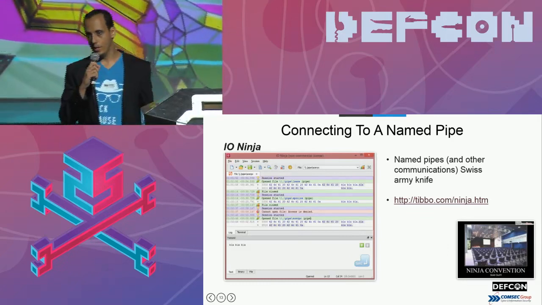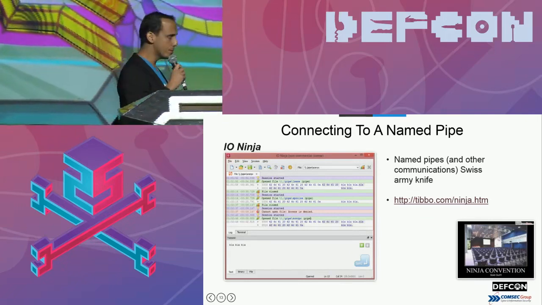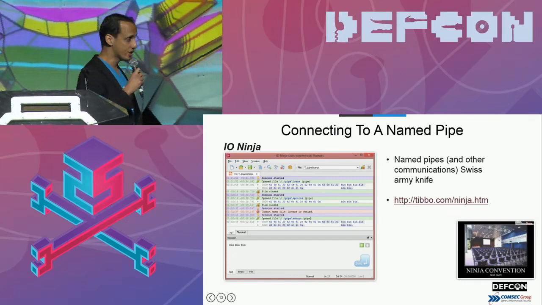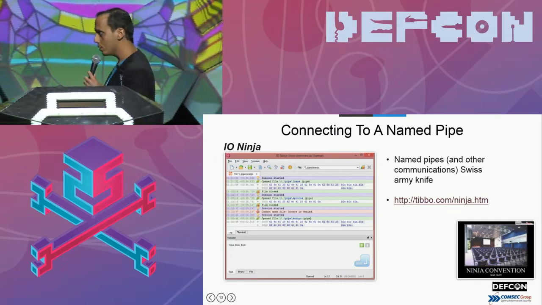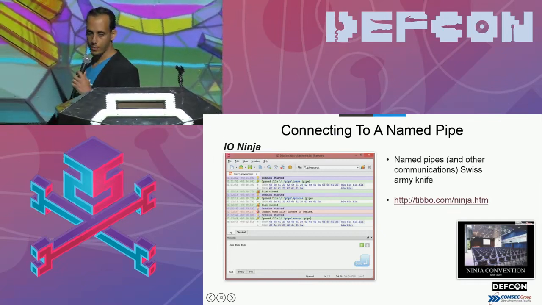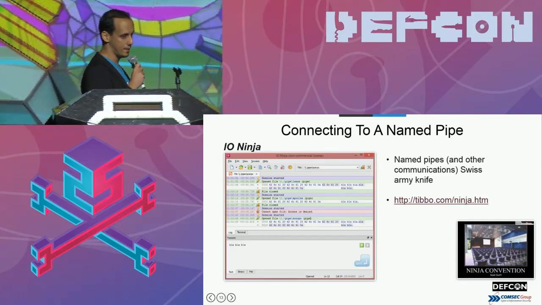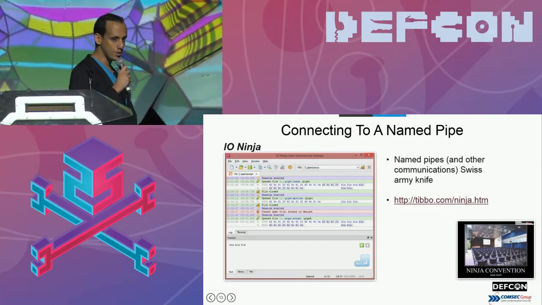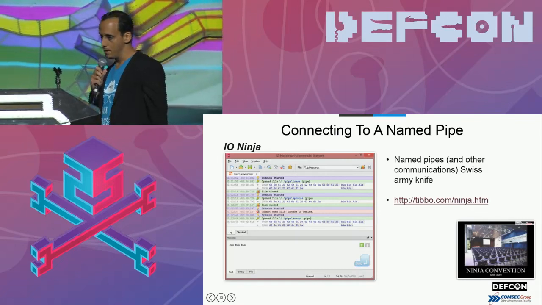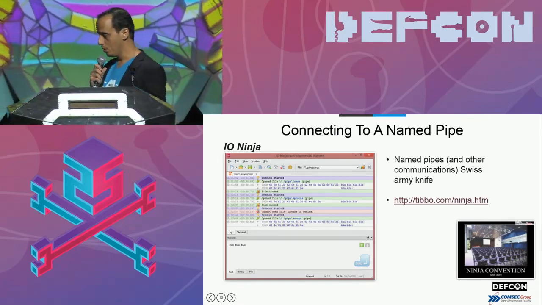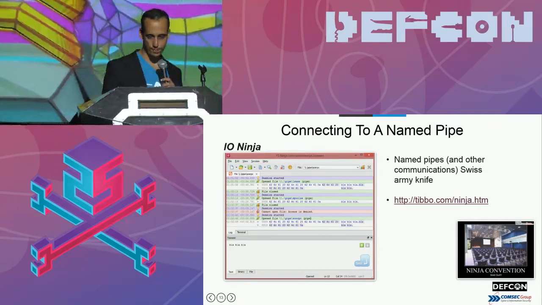So, the best tool in order to connect to named pipes is IO Ninja. This is a commercial tool. It used to be free for non-commercial usage, but they just changed their license agreement. So now it is paid only, and you can have a non-registered copy of it. This is like the Swiss Army knife of communication in general, and named pipes specifically. You don't necessarily need to use it for regular TCP/IP communication, because you have Netcat and Nmap and many other great tools, but this is the only good tool for named pipes communication, and this is the tool I was using during my research.